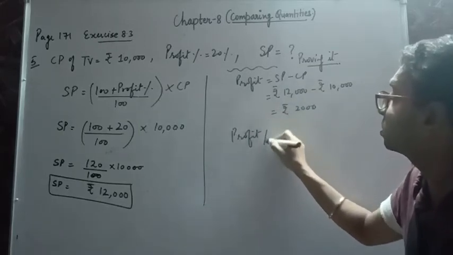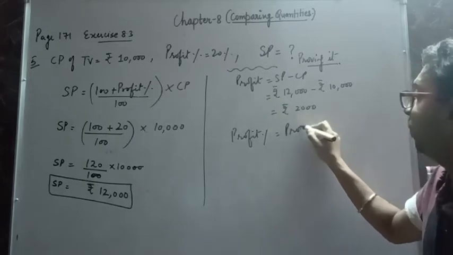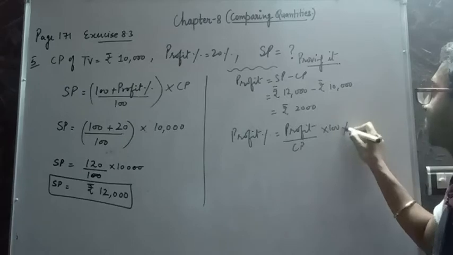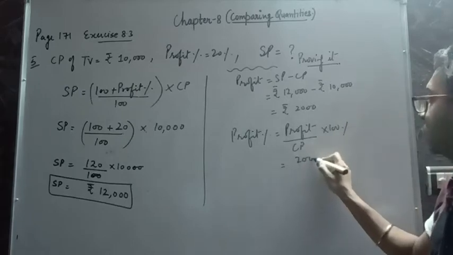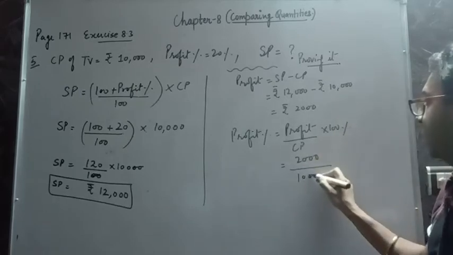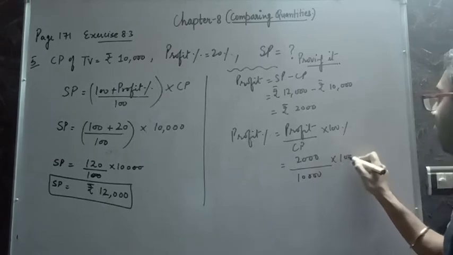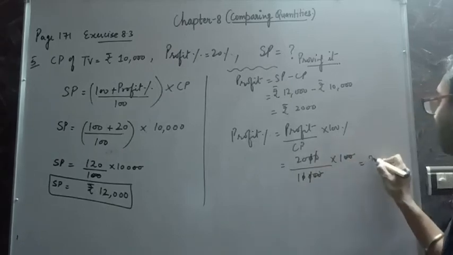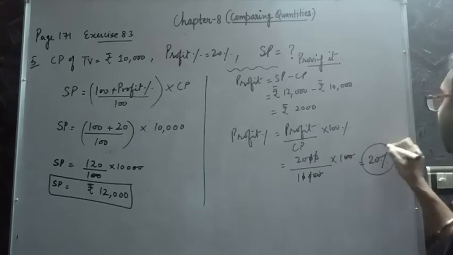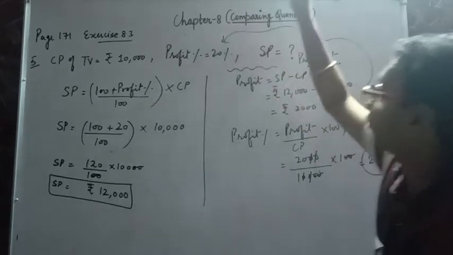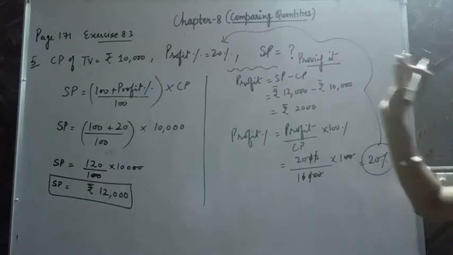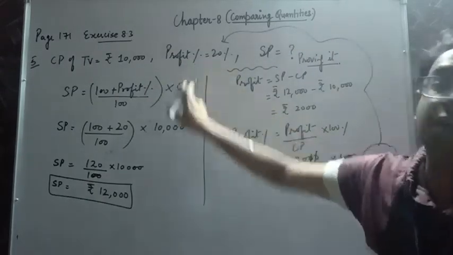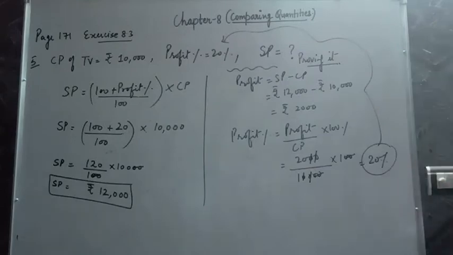Now what is the formula of profit percent? Let's see if the profit percent is correct or not. That is profit upon CP into 100%. Profit is 2,000 rupees, CP is 10,000 rupees, into 100. These zeros cancel. Profit percent is 20. Hence proved. It means whatever answer we got, it completely satisfies the given condition. Are we clear? Any doubt?